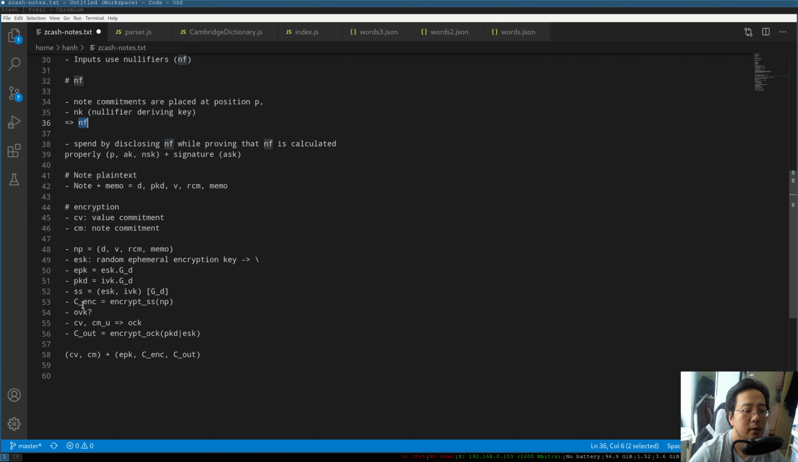Okay, so the node is the address, right? So with D and PKD, it's the value, and it's the node commitment RCM, and there's a memo. Okay, so this is all the stuff here, right? So the node commitment is going to be plain text and clear, as we said before. CV we didn't talk about, but let's talk about this just afterwards.